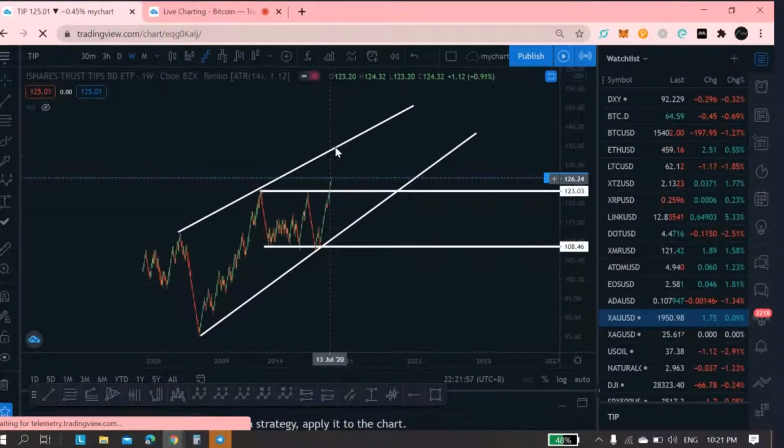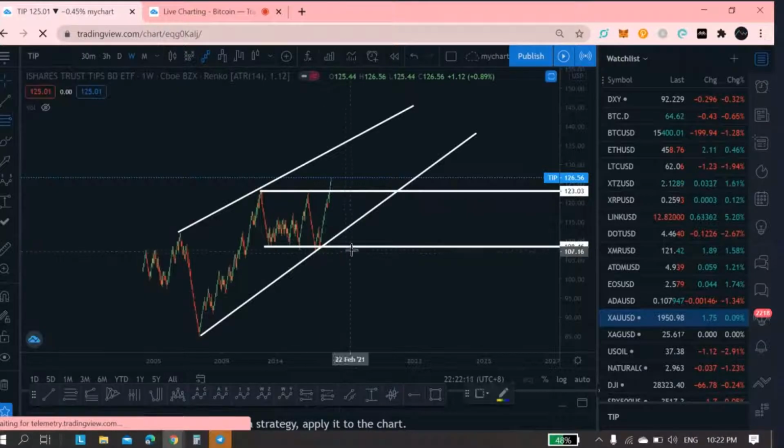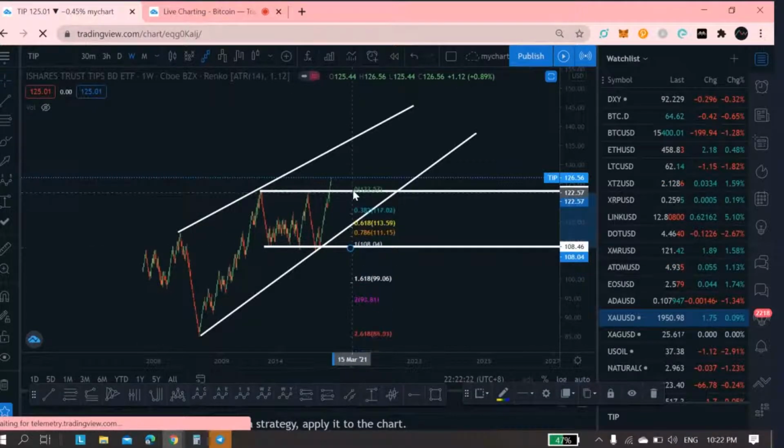So it depends where the Renko chart will try to retest this, but yeah, we can actually add some more and we'll use the fib. So from its low to before it breaks out. I mean at breakout. Yeah, before or at breakout.